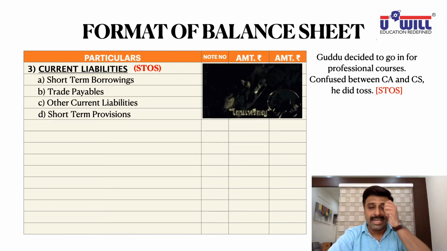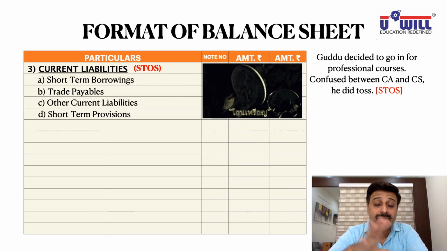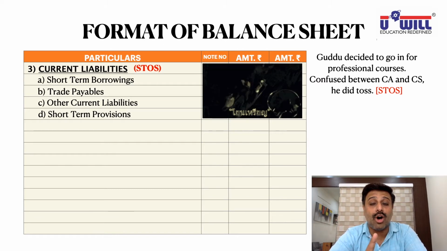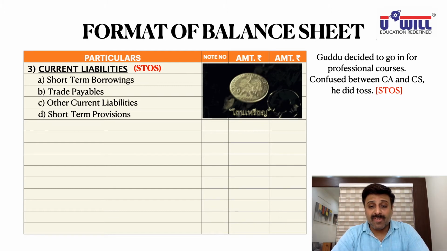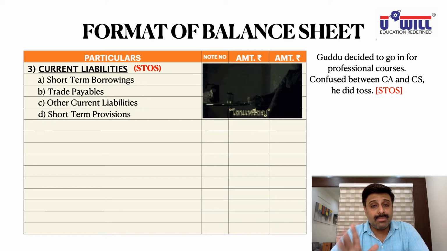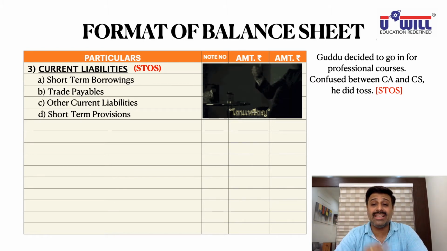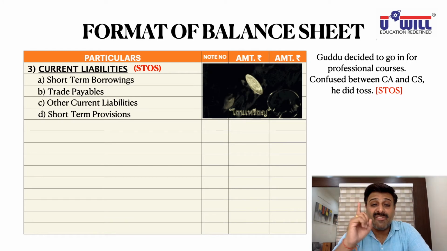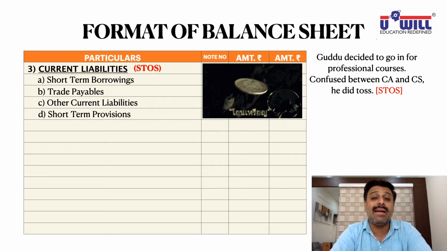Now what does this mean? Understand it. Suppose debentures are borrowed for 5 years. If debentures are borrowed for 5 years, then in the first year it is a long-term liability, you have to pay the amount after 5 years. In the second year also long-term liability, you have to pay after 4 years, then after 3 years, then after 2 years. But in the last year, the 5th year of payment, is the debenture still a non-current liability or a current liability? Listen to my question carefully.